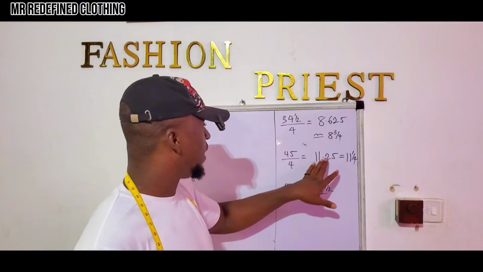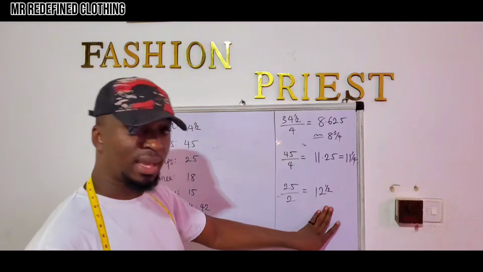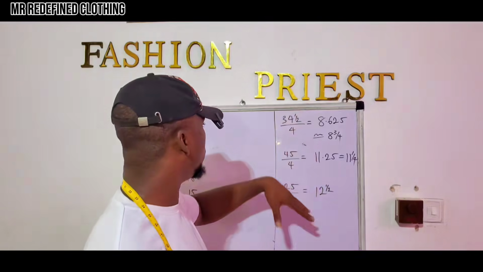Now hip by 4, 11 1/4, which is clear enough. Lap by 2, 12 and a half, which is also clear enough. So this is how you do your division.